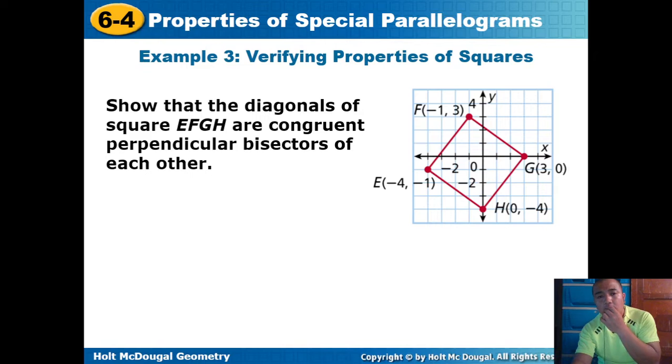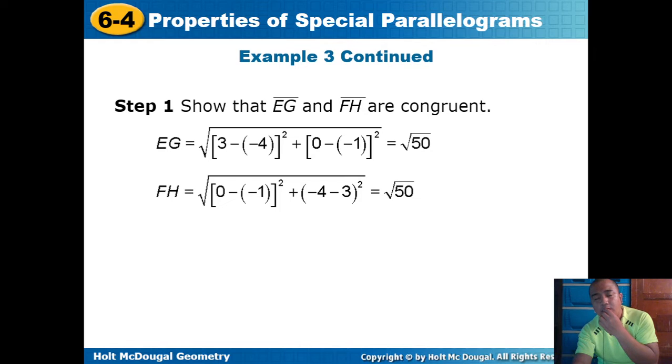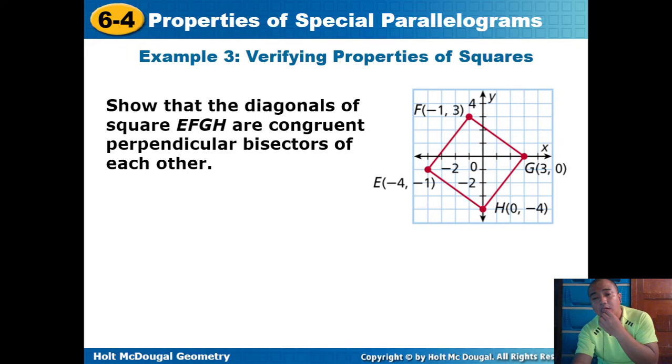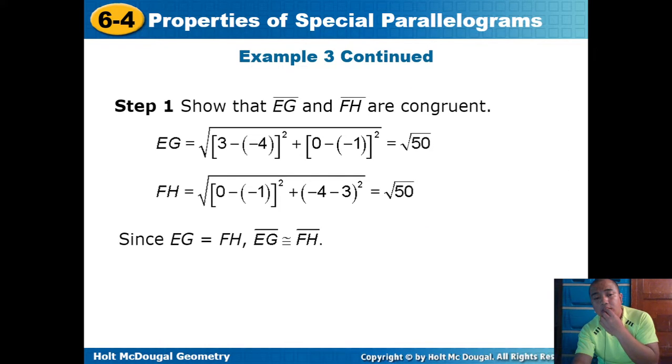Okay. Show that the diagonals of square EFGH here in the figure are congruent perpendicular bisectors of each other. Congruent daw sila. Okay, you can solve that using the distance formula. Yan, distance formula tayo. So for EG, square root of 50. For FH is also square root of 50. Therefore, they are equal. And how can you show that they are perpendicular bisectors of each other? So, since EG is equal to FH, segment EG is congruent to segment FH.